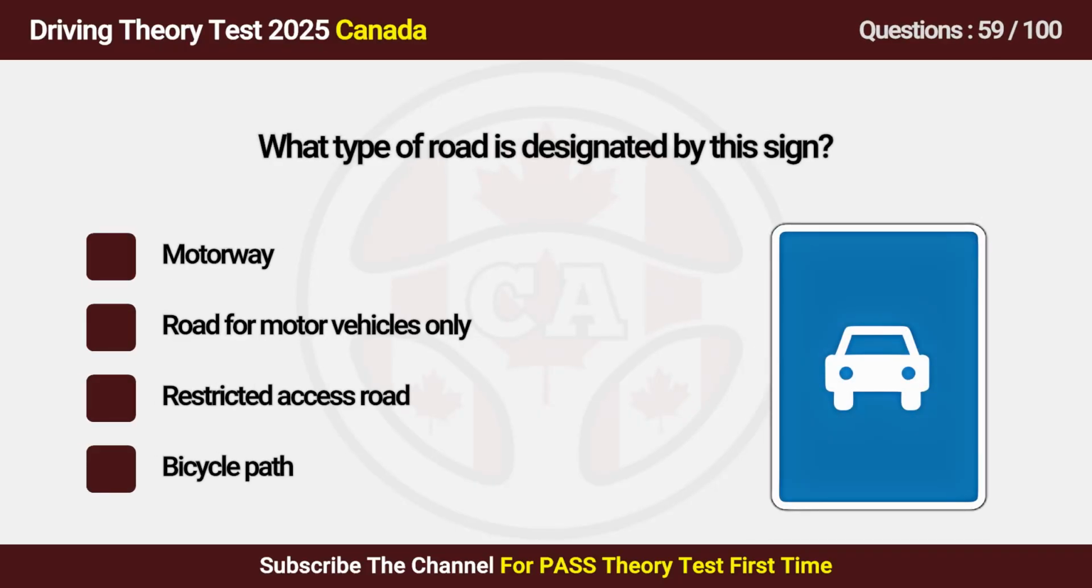A. Motorway. B. Road for motor vehicles only. C. Restricted access road. D. Bicycle path.